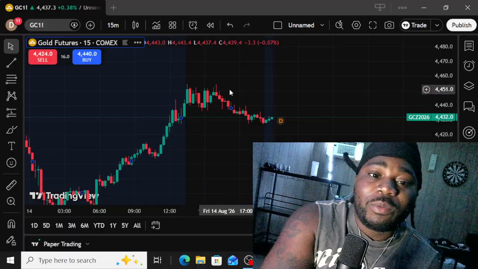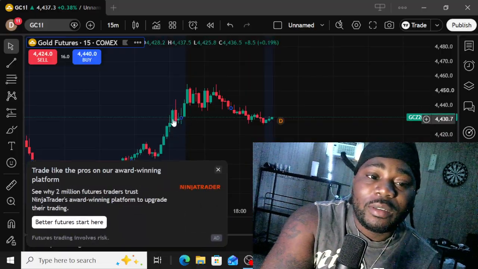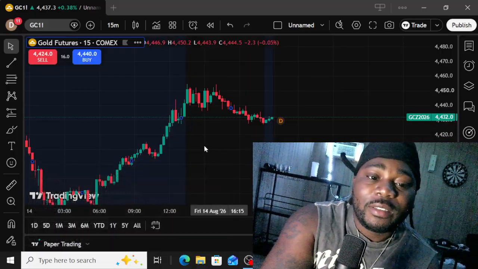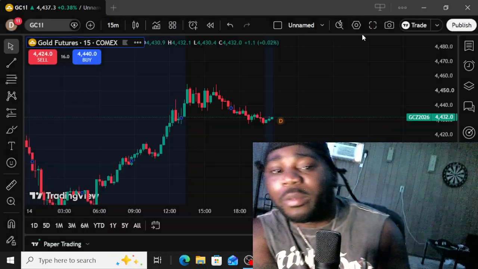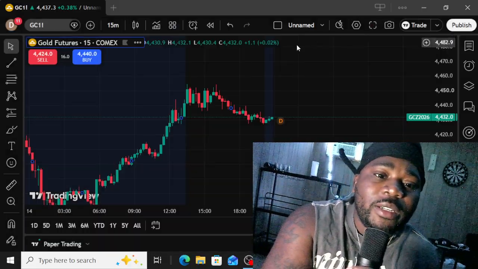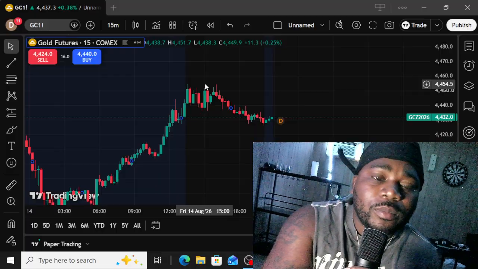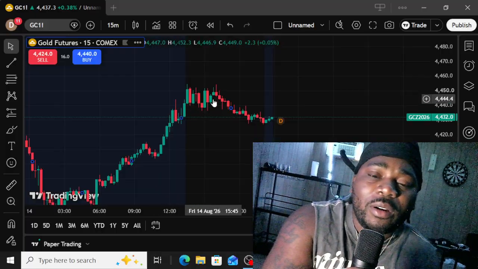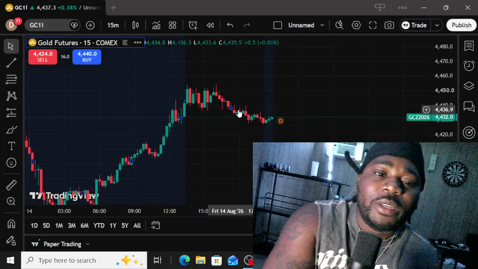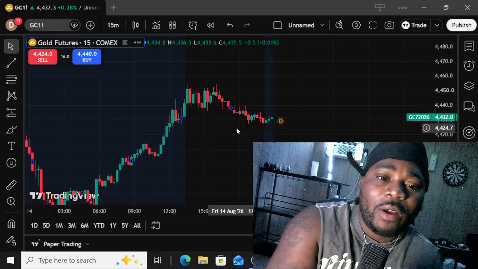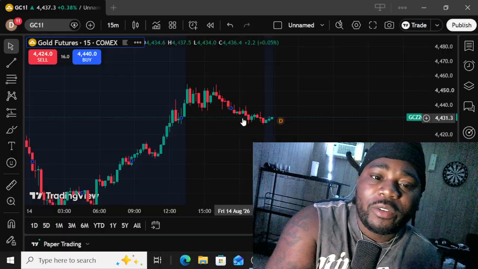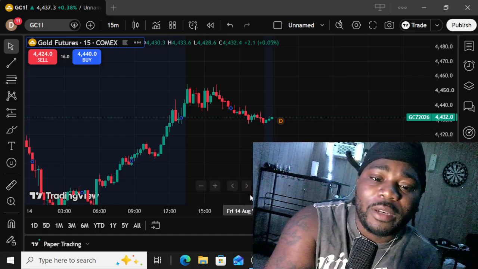These right here are the candles. Each one of these bars right here is called a candle. You will need to figure out what these candles mean in order to make money.